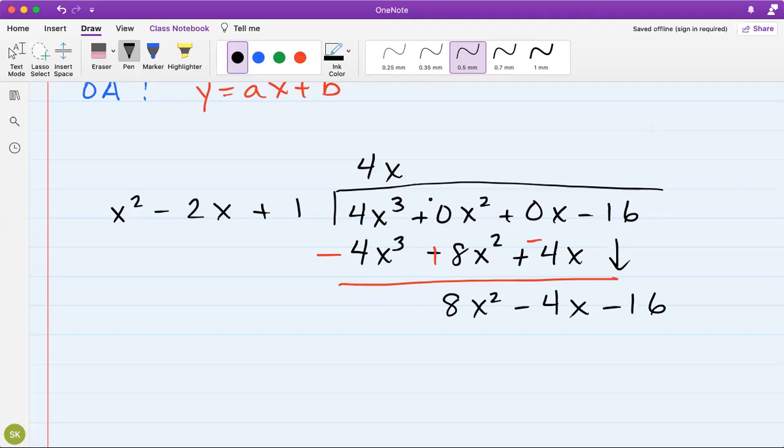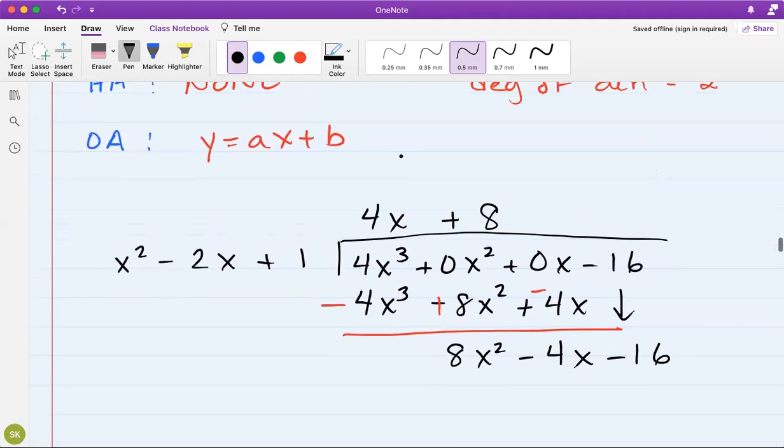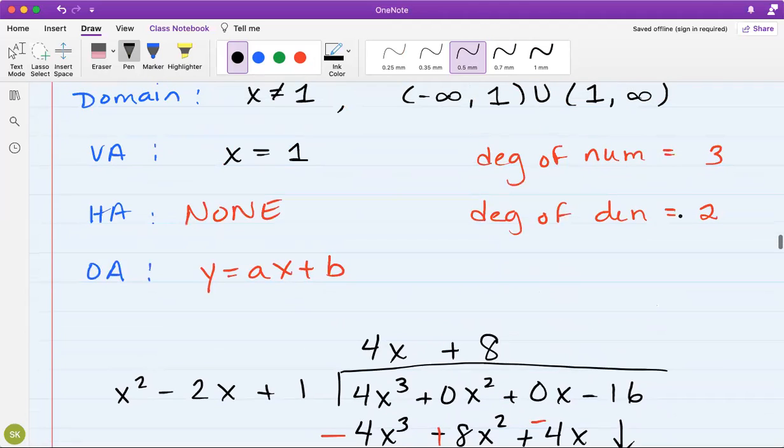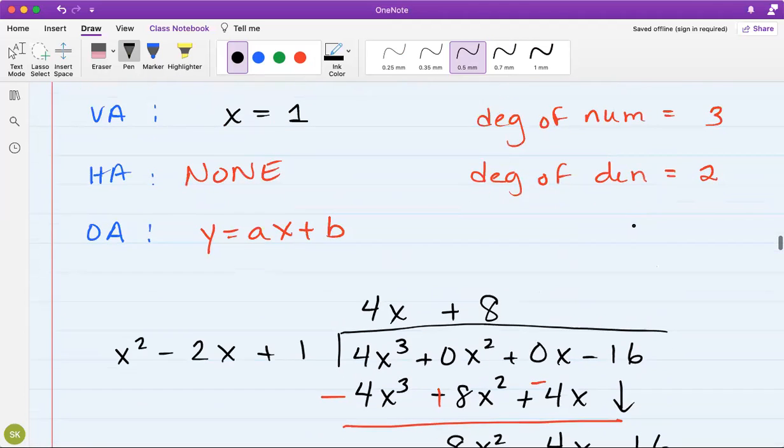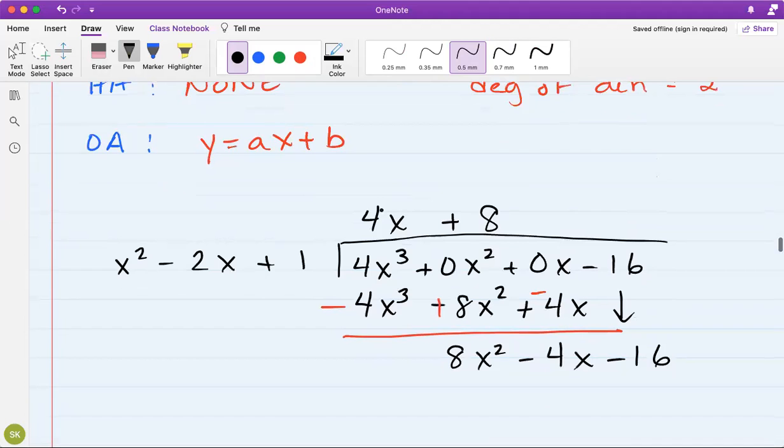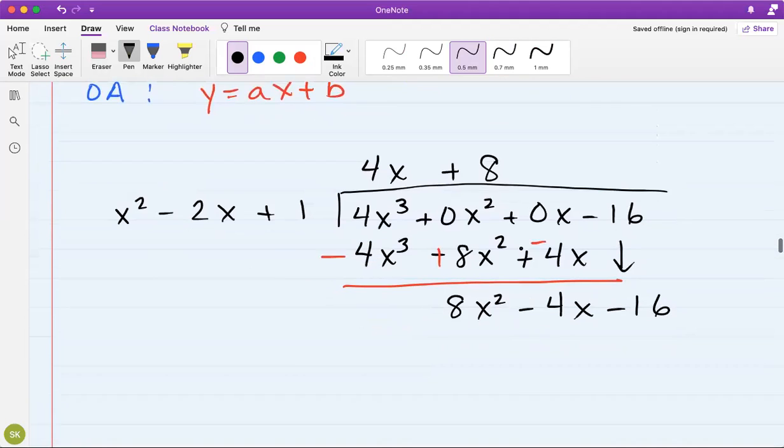Okay, the next part is, what do I need to multiply x squared by to get this 8x? We need to multiply by 8. Now, you're always going to get, for the first term here, just an x times a coefficient. If you get any other power here other than an x, then it is not an oblique asymptote. You're having a problem because then the degree of the numerator is not 1 more than the degree of the denominator. So you should always get something times x plus a number.